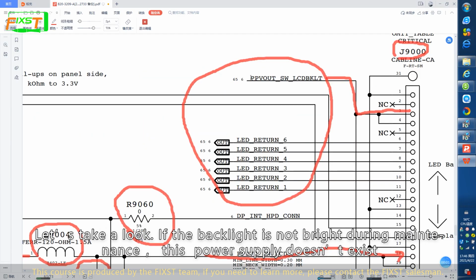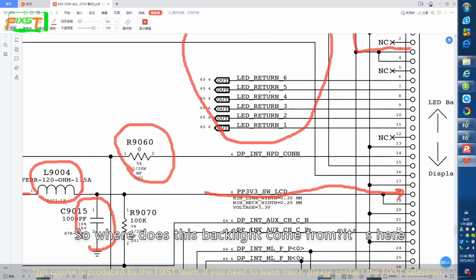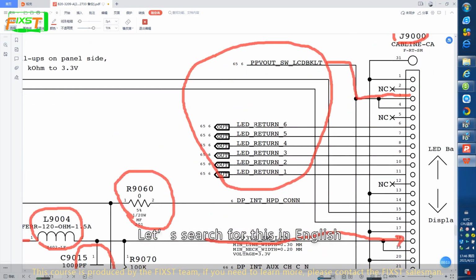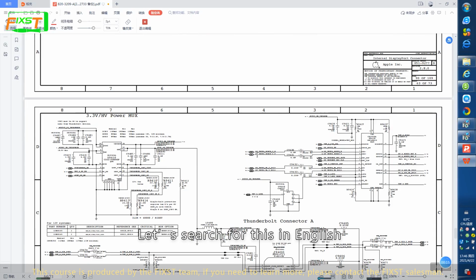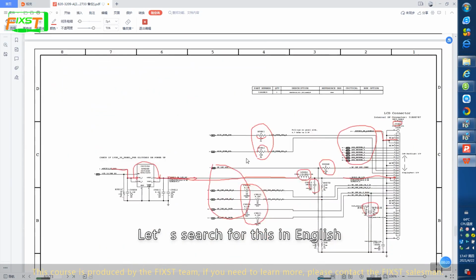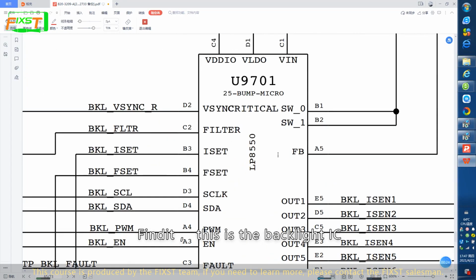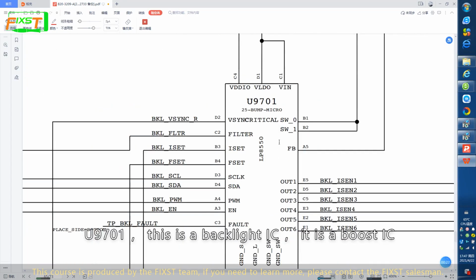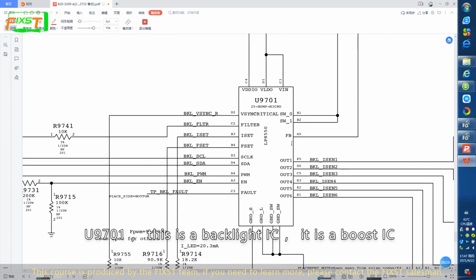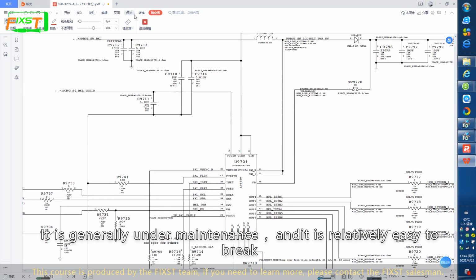Let's take a look. If the backlight is not bright during maintenance, this power supply doesn't exist. So where does the backlight come from? It's here. Let's search for its English. Find it, this is Backlight IC. U9701, this is a Backlight IC. It is a boost IC. It is generally under maintenance and it is relatively easy to break.